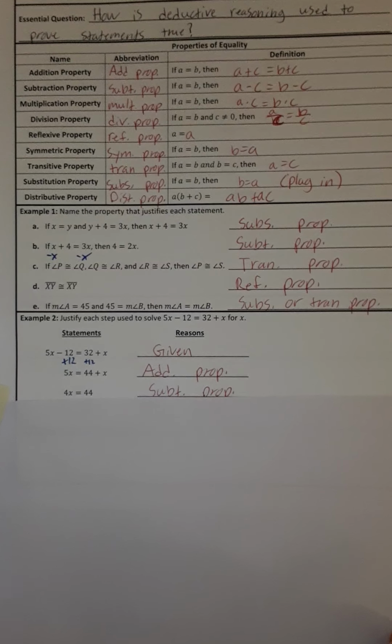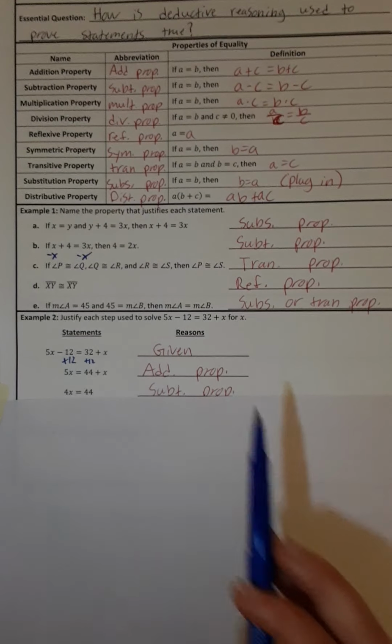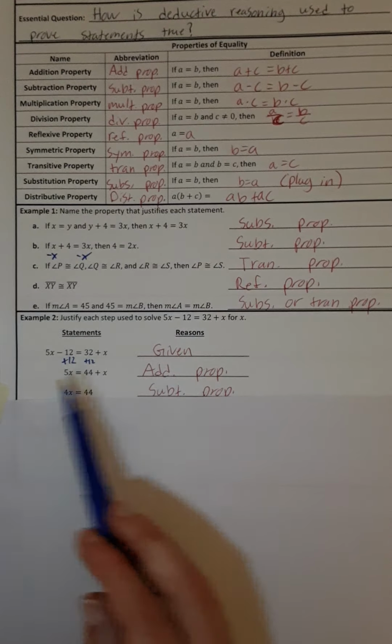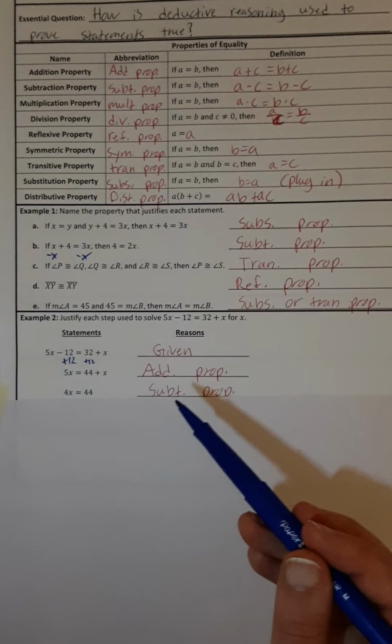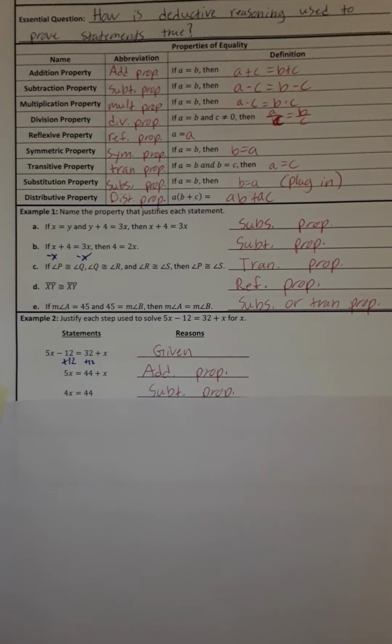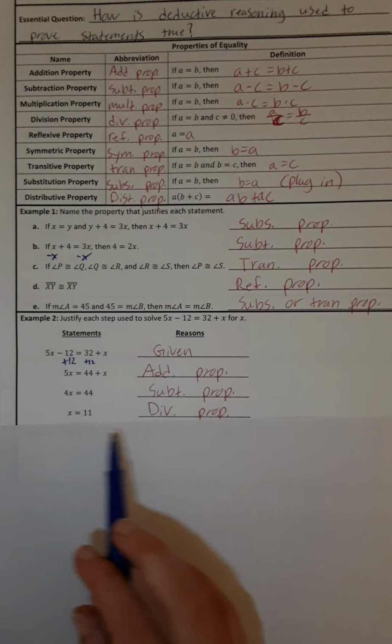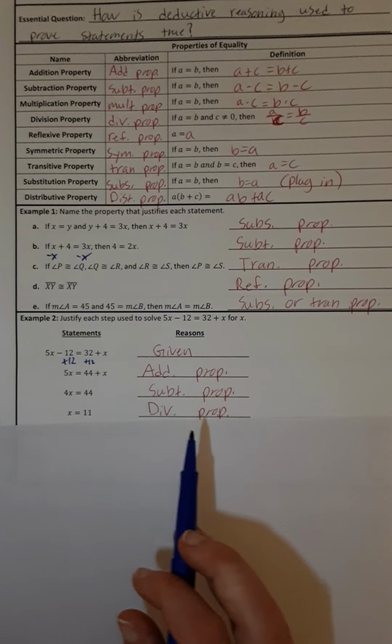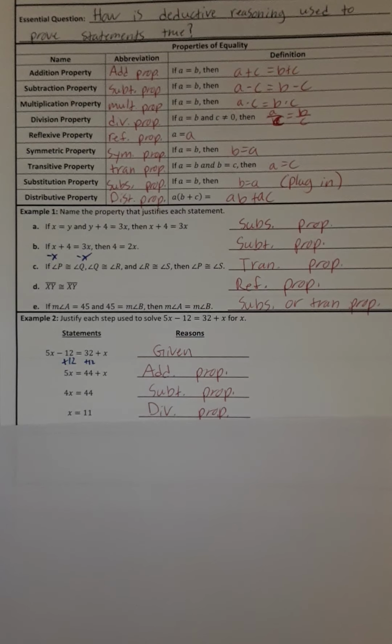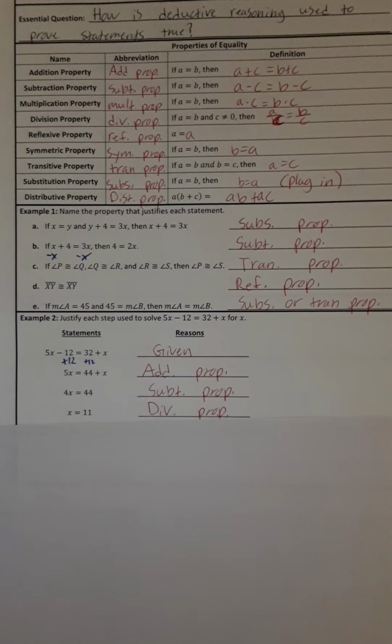A proof is kind of like a problem without your middle steps, just the equations, and then your reasons next to it. Next, we can see that we have subtracted x from both sides to get 4x equals 44, so we say the subtraction property as our reason. And then finally, we divide by 4 on both sides to get x equals 11, and we list the division property as our reason.